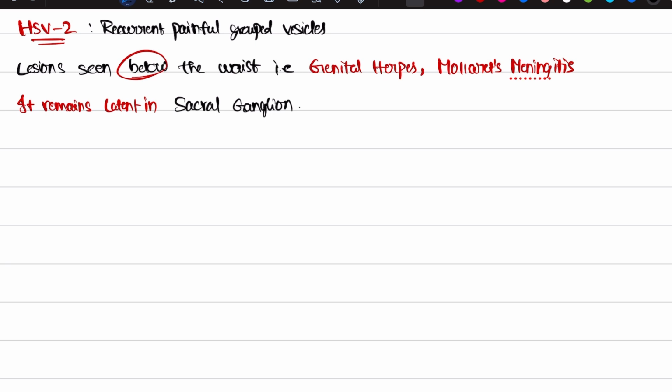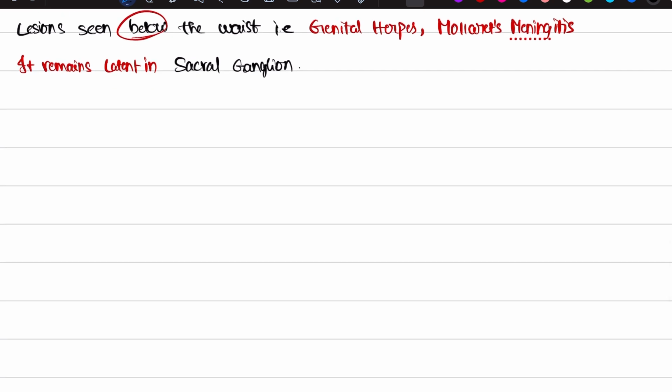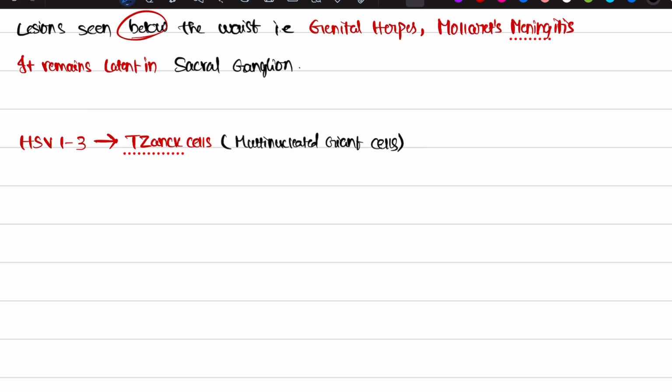In Tzanck smear examination, in HSV types 1 to 3, we are going to find Tzanck cells. What are these Tzanck cells? Tzanck cells are nothing but multinucleated giant cells. Please remember this point. Multinucleated giant cells. What are these multinucleated giant cells? Nothing but macrophages only. Okay, these are Tzanck cells.